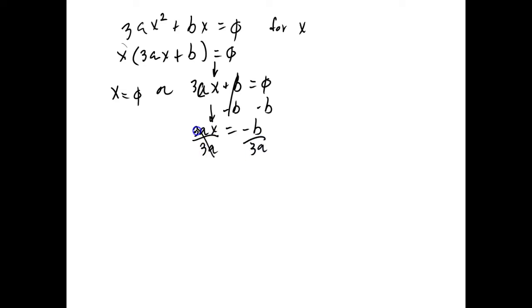Okay? And these go away now. 3 over 3a is 1. So that gives you x is equal to minus b over 3a. Those are our answers. Okay? That's all you really have to worry about.